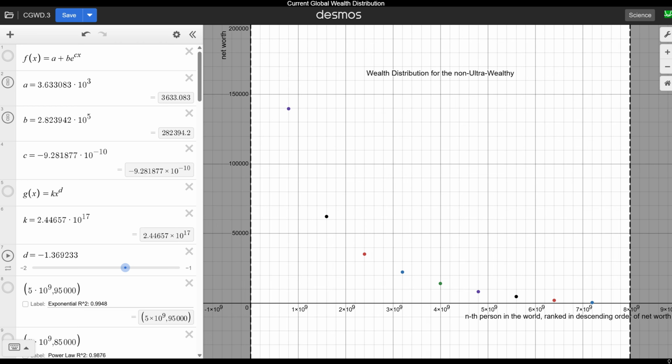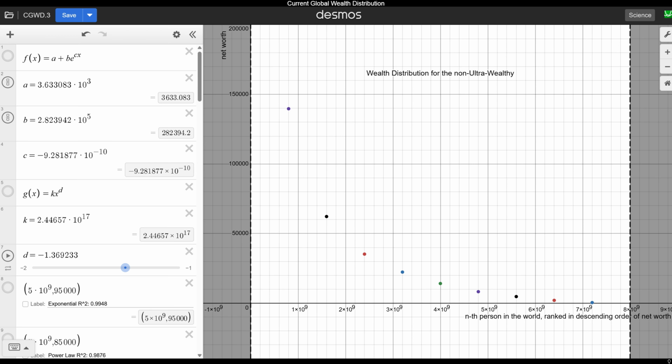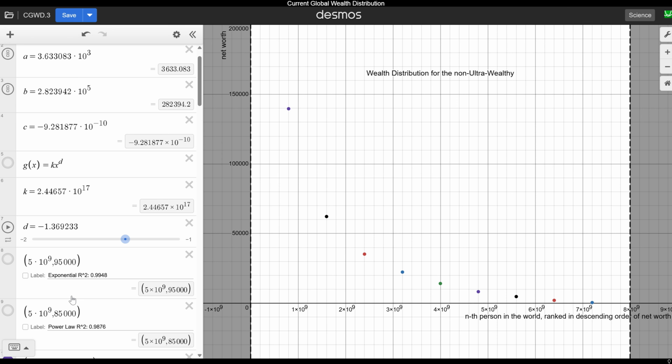Now that we have data points, we can use an online curve fitter to fit both an exponential and a power law curve to our data. Immediately, we see that the exponential has a higher r-squared value. The r-squared measures how well the curve fits the data, so this supports exponential distribution, better explaining global wealth distribution for the non-ultra-wealthy than the power law.